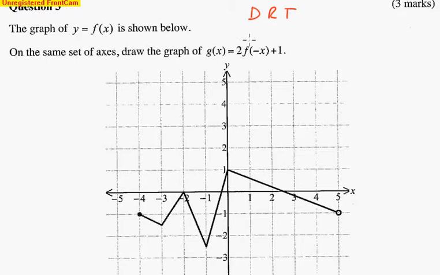That 2 at the front gives us a dilation by a factor 2 in the y direction, or in other words, everything's stretched by 2 in the y direction. That's the only dilation. We have a reflection here from that negative sign, so we reflect in the y-axis. That's because the minus is inside the bracket. If the minus had been outside near that 2, it would have been in the other axis, but because it's in the bracket, we reflect in the y-axis.